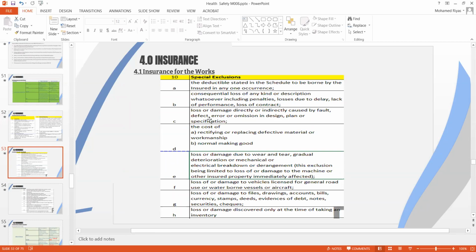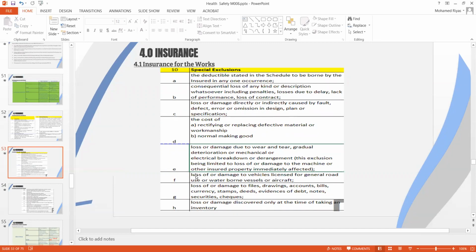So MRE 115 is limited cover only, but do you have a PI insurance? We will discuss in detail. Then the cost of rectifying or replacing defective material is not covered again. Also damage due to gradual wear and tear. Once the construction is concluded and the client is occupying, when you have a loss or damage due to normal wear and tear, it's not covered.